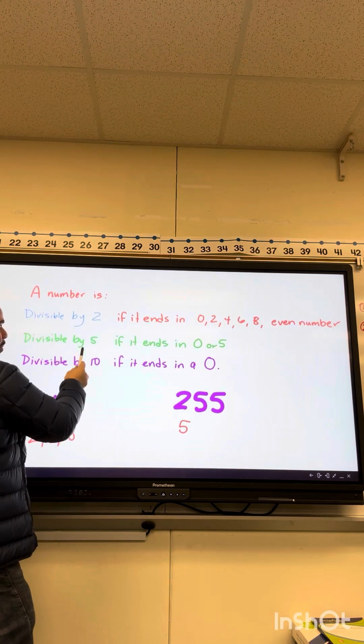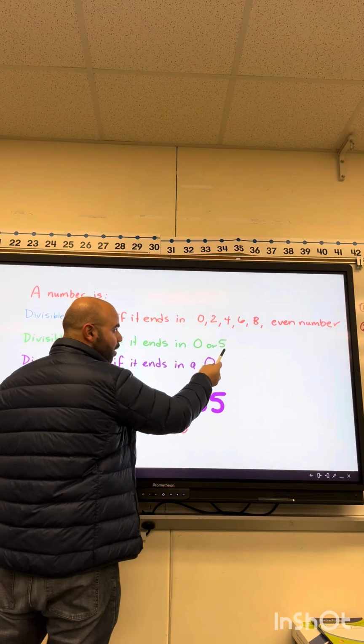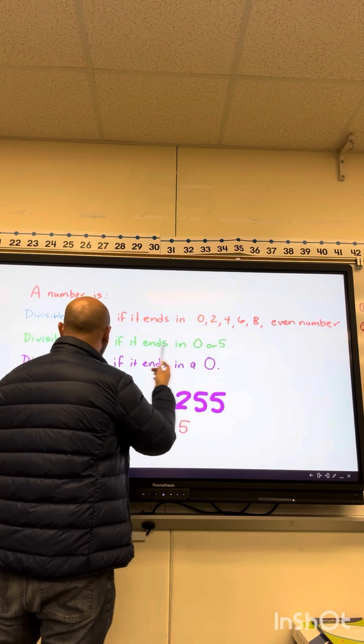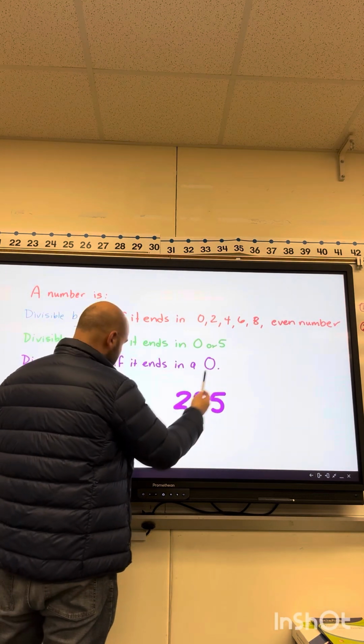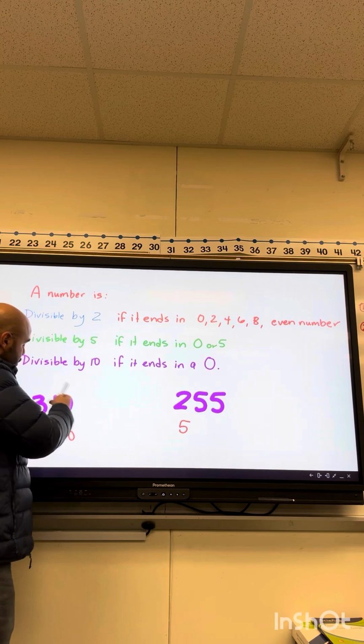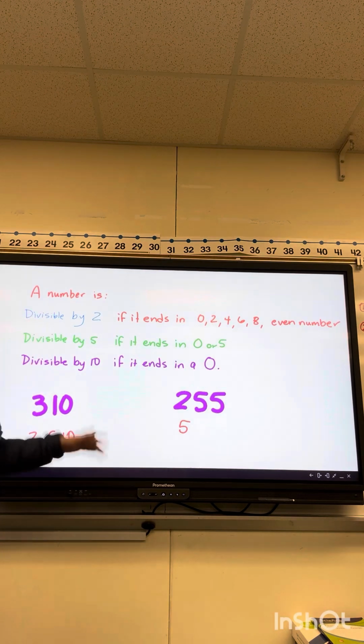The number could be divided by 5. It ends in a 0 or a 5. There goes that 0 again. The number could be divided by 10 if it ends in a 0. Again, ends in a 0. So 310 can be divided into all 3.